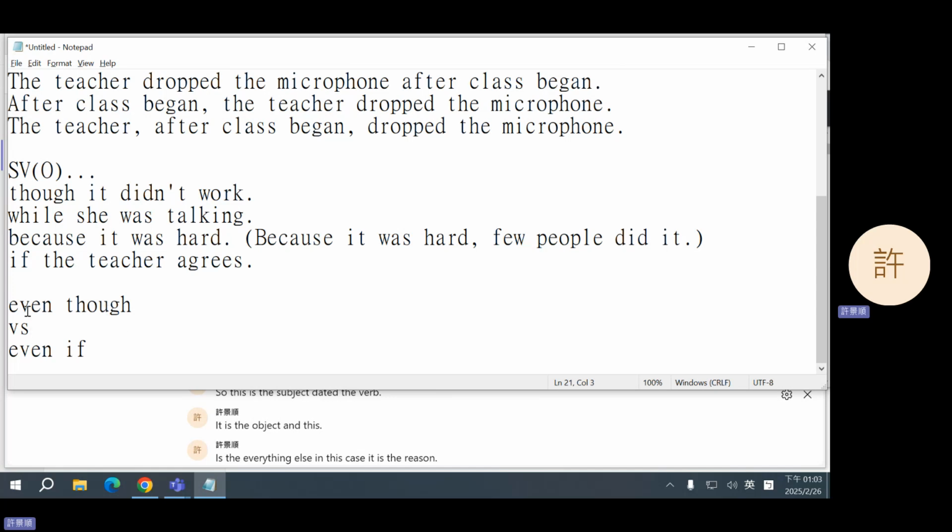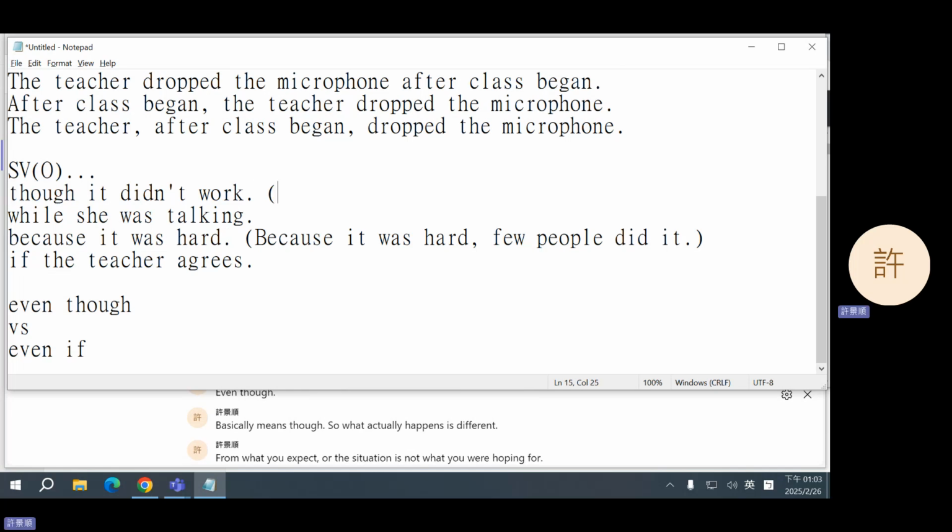Finally, let's talk about the word even. In Chinese, some people use this word in a way that is different from the way it's used in English. So in English, you have two similar phrases, even though and even if. Even though basically means though. So what actually happens is different from what you expect, or the situation is not what you were hoping for.